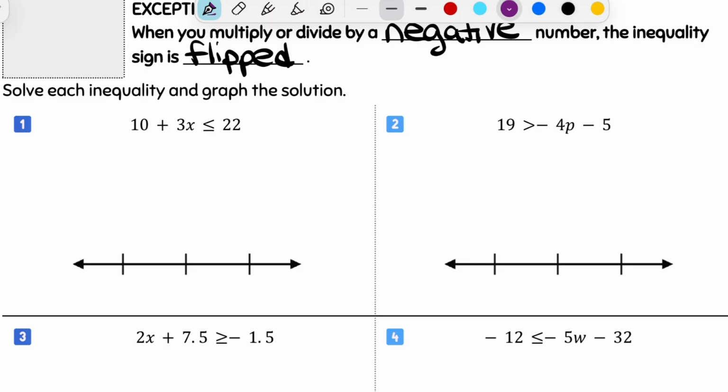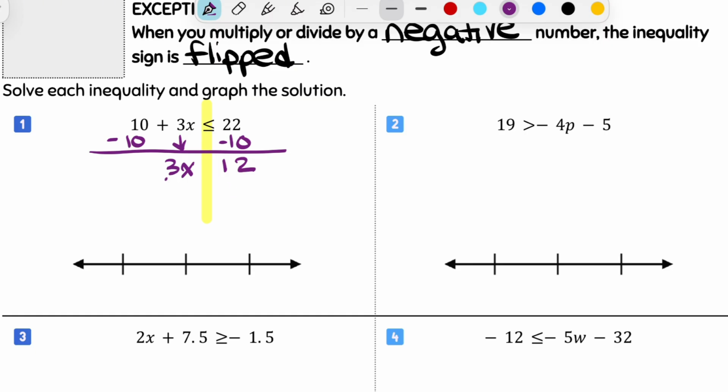Problem number 1, I have 10 plus 3x is less than or equal to 22. Again, I'm going to make sure that I realize that there are 2 sides to this inequality and to keep things balanced on both sides. First off, I'm going to subtract 10 from both sides. 10 take away 10 is 0, and I'm going to bring down the 3x. 22 take away 10 is 12.